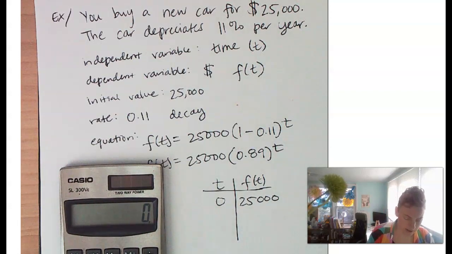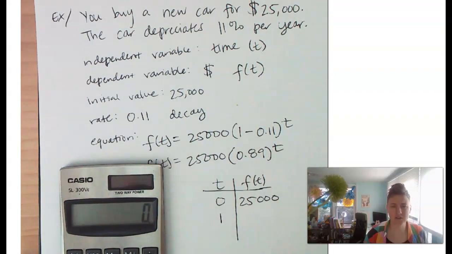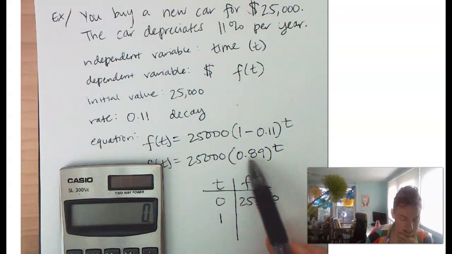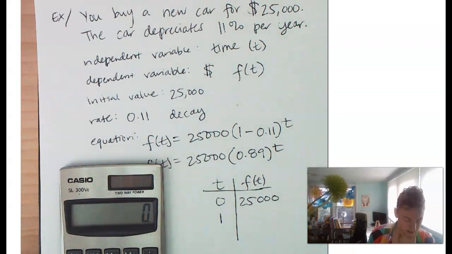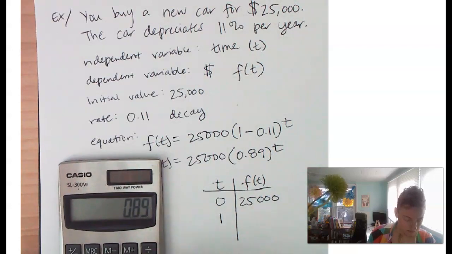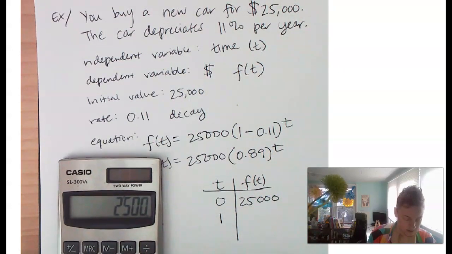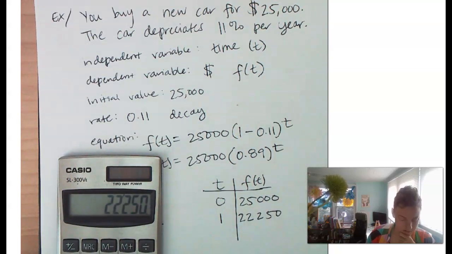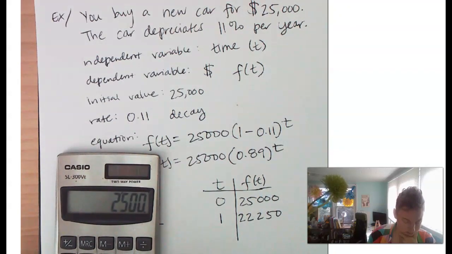So, after 1 year, how much is our car worth? So we're going to do 0.89 to the first, which is just 0.89 times 25,000. And we'll get, burn, $22,250. So we lost a good amount of money in that first year, didn't we?